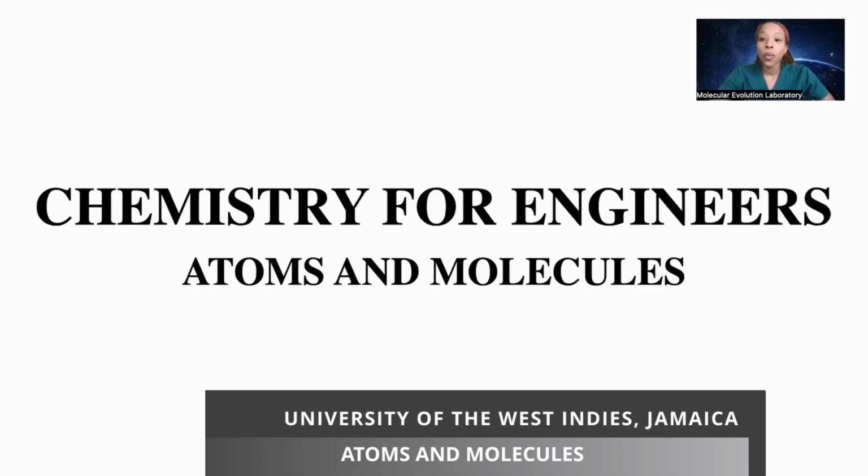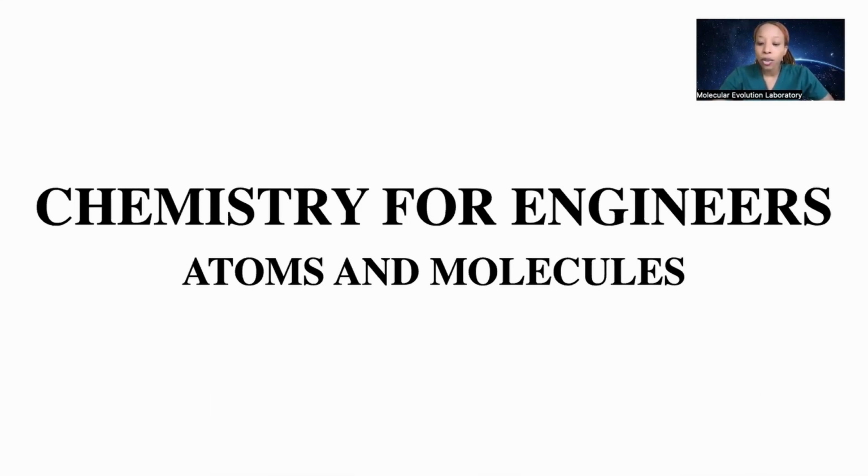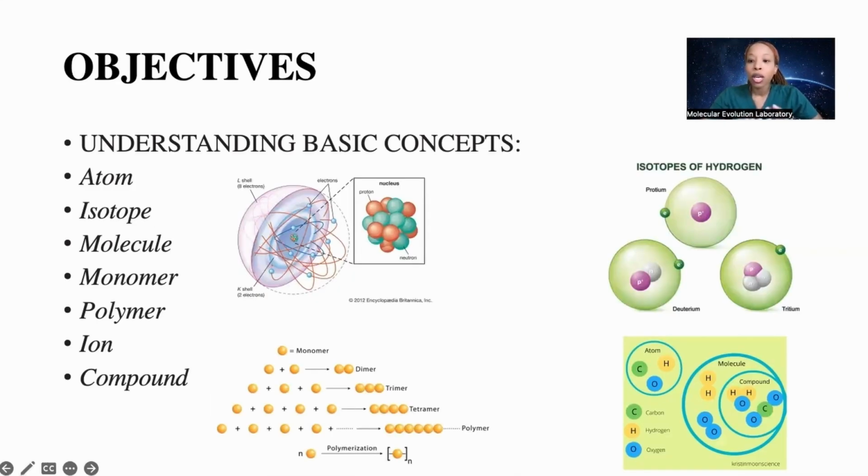Hello again, guys. Welcome to lecture 2 of our lecture series, Chemistry for Engineers. Today, we'll be looking at atoms and molecules. In addition to learning more about the periodic table, we will be understanding a few basic concepts in a bit more detail, such as the atom, isotopes, molecules, monomers, polymers, ions, and compounds.